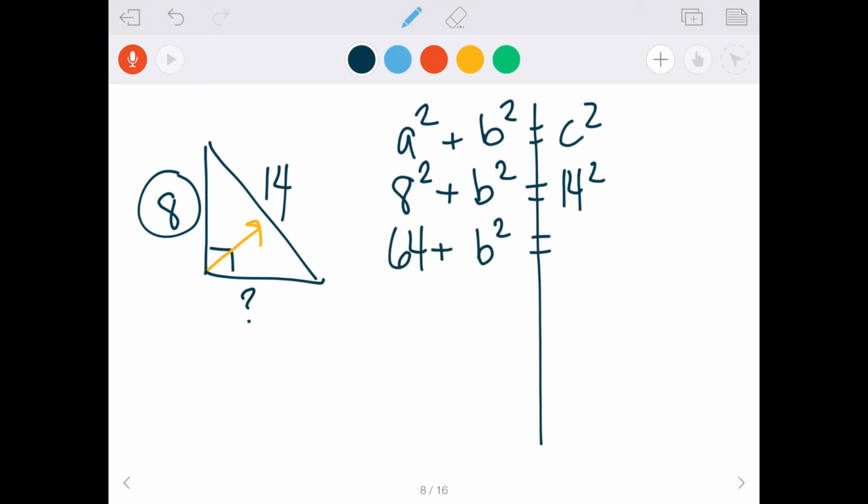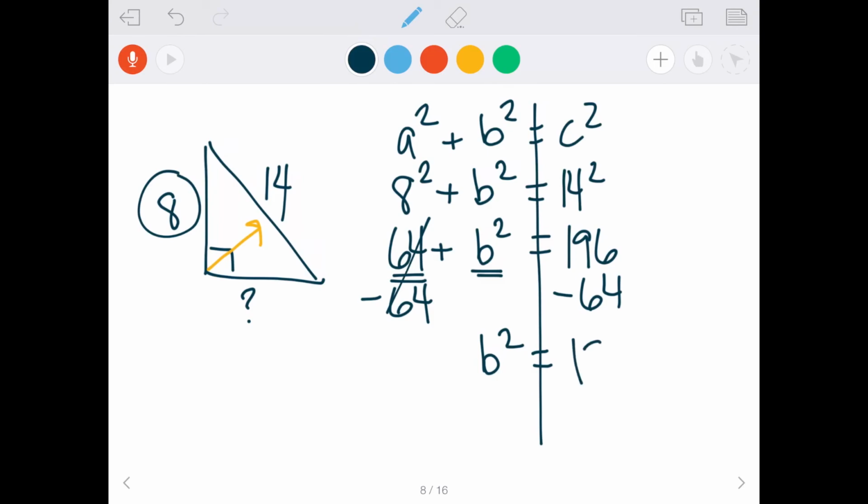Let's see, 14 squared, 196. Okay. See, this is why it's handy to know your perfect squares. Now, on this case, I have B squared over here with the 64. I want B squared by itself, so I'm going to zero pair the 64. And let's see, 196 minus 64, whoops, is 132.